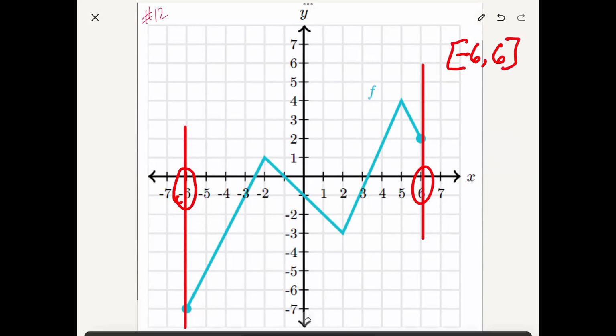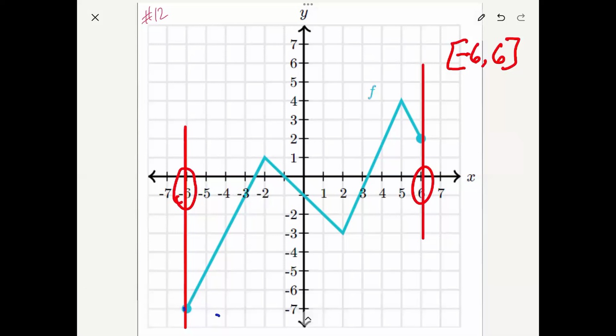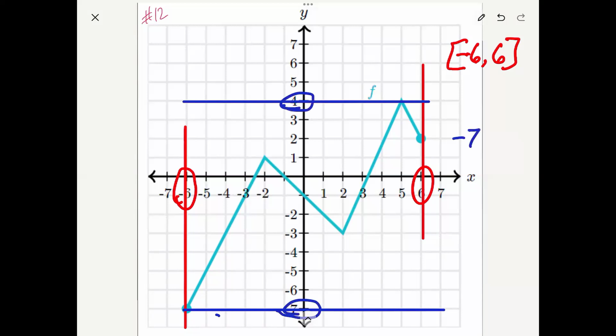Now, to find the range, I'm going to do the same thing. I'm going to go down to the bottom of the graph. I'm going to draw a horizontal line through the y-axis, and then I'm going to go to the top of the graph, and I'm going to draw a horizontal line through that part. So now you can see that the graph, the output starts at a -7, and it goes all the way up to a +4. So that would be the range.